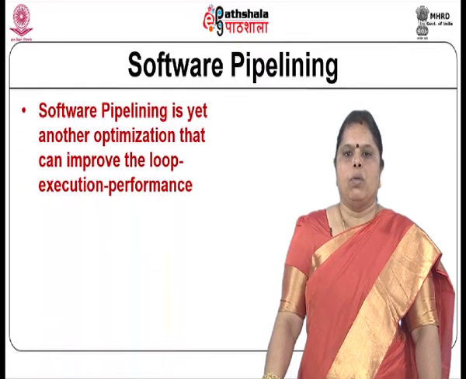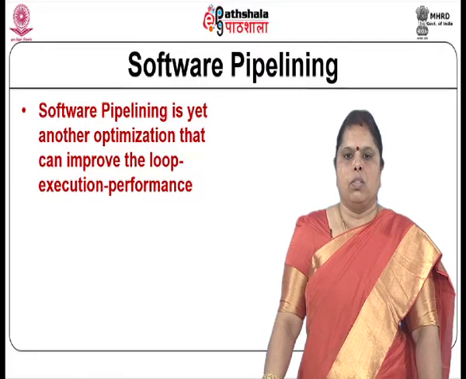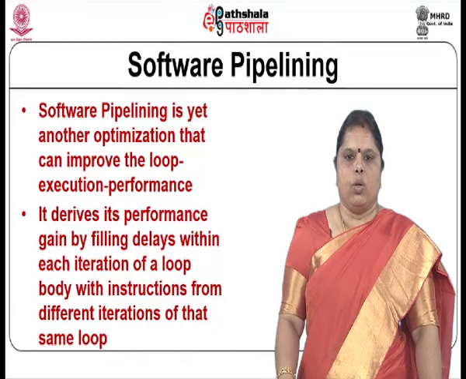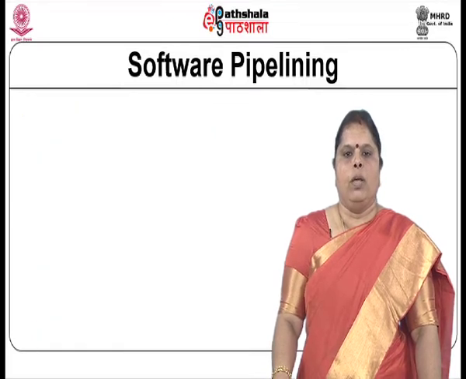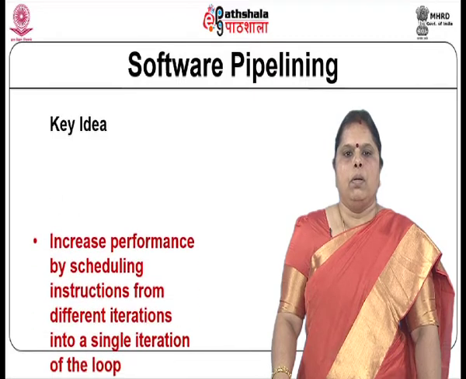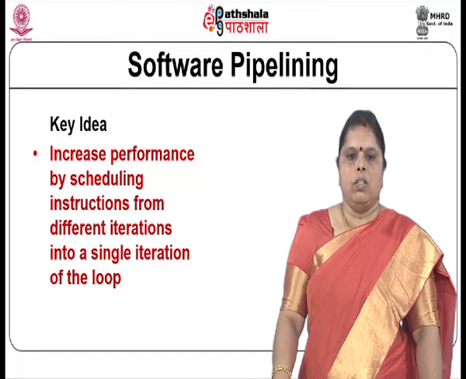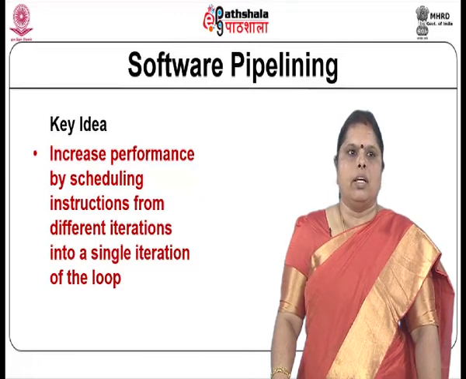Now what is meant by software pipelining? Software pipelining is yet another optimization that can help improve the loop execution performance. What we try to do here is pick instructions from different iterations of the loop which are dependent on each other, and pipeline them, forming a kernel with these different instructions of the loop body. The key idea is to increase performance by scheduling instructions from different iterations into a single iteration of the loop.